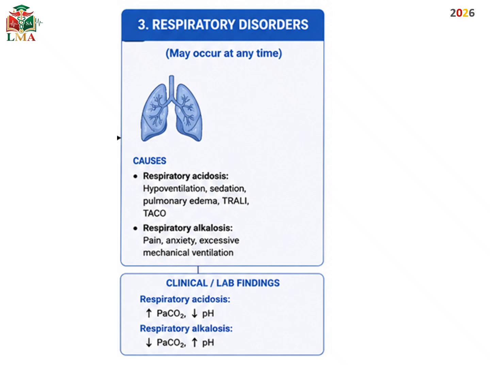Respiratory disorder may occur at any time. Respiratory acid-base disorder may occur simultaneously or at any time during the cascade of massive blood transfusion. The causes could be: respiratory acidosis, from hypoventilation, sedation, pulmonary edema, TRALI, TACO; respiratory alkalosis, from pain, anxiety, excessive mechanical ventilation. What will be the consequences? There will be respiratory acidosis with an increase in the PaCO2 and reduced pH, or respiratory alkalosis with reduced PaCO2 and increased pH.